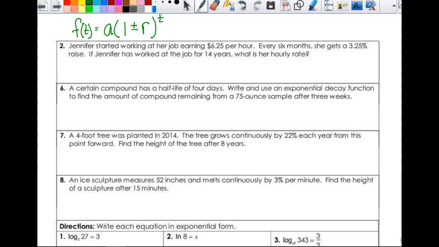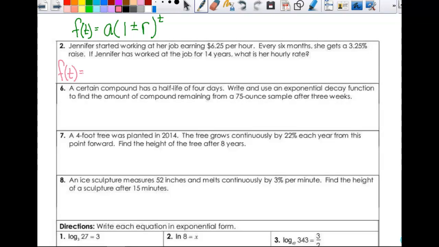All right, so the directions, I didn't even copy and paste directions on here, but it said to set up a function, then evaluate the function. So I want to make sure you understand the two different things with that. We want a generic one that doesn't answer the 14 years part, that I could use for any years. So I'm going to start with just an f of t type of situation. So it says Jennifer started working at her job earning $6.25 per hour. Every 6 months, she gets a 3.25% raise. If Jennifer has worked at her job for 14 years, what is her new hourly rate?